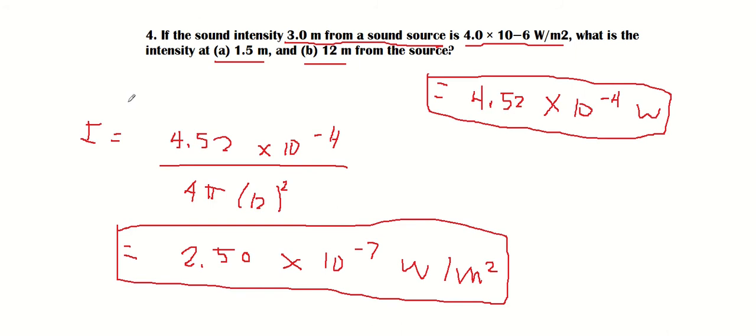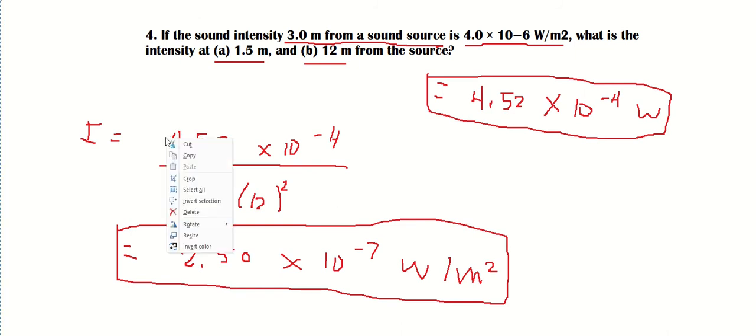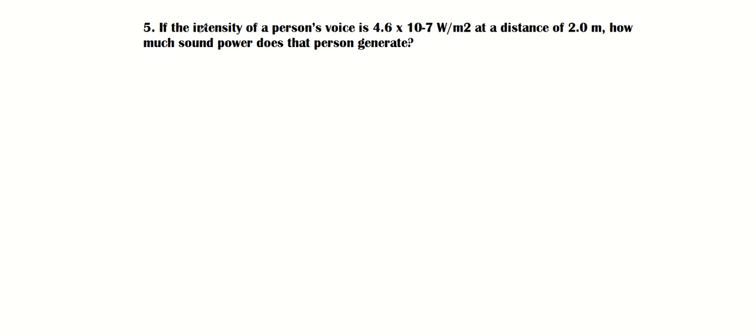Ngayon, proceed na tayo sa last worded problem natin. Number 5. If the intensity of a person's voice is 4.6 times 10 raised to negative 7 watts per square meter at a distance of 2 meters, how much sound power does that person generate? So, minsanan lang din to. Meron tayong intensity, meron tayong distance. So, power daw kung kailangan natin. Power is intensity times 4 pi r squared lang to.